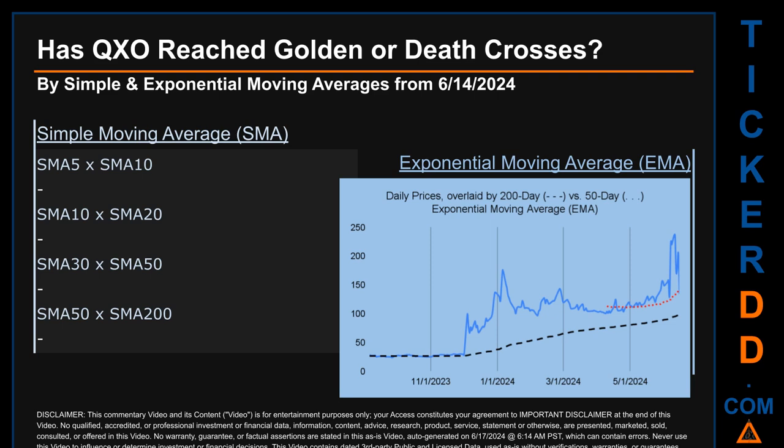Continuing with SMA, we looked across the 5 to 10, the 10 to 20, and the 30 to 50-day ranges to see if golden and death crosses had been reached. We could not find a golden cross or death cross signal for the 5 to 10, the 10 to 20, the 30 to 50, or the 50 to 200.